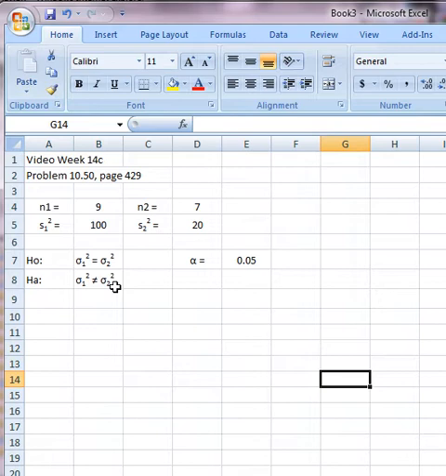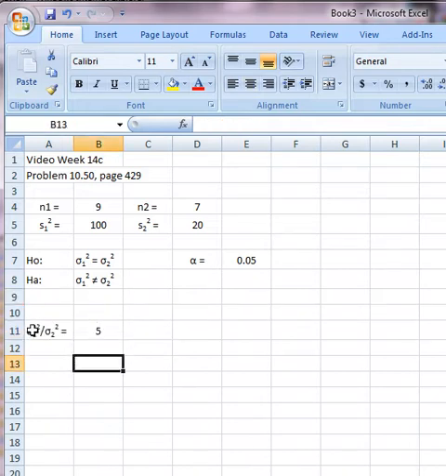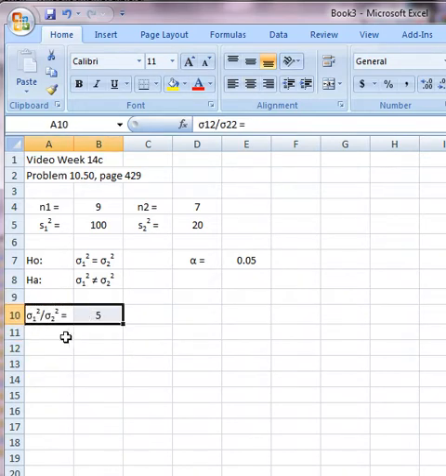Now, the way the F tables are set up, we always have to make sure that we have the bigger number on the top and the smaller number on the bottom. That gives us a ratio that's going to be greater than 1. So in this case, I've done this ahead of time. We're going to have the ratio of sigma 1, which is 100, divided by sigma 2, which is 20, which gives us a ratio of 5. And that's our F statistic. Now, the question is, is that bigger or less than the critical value?